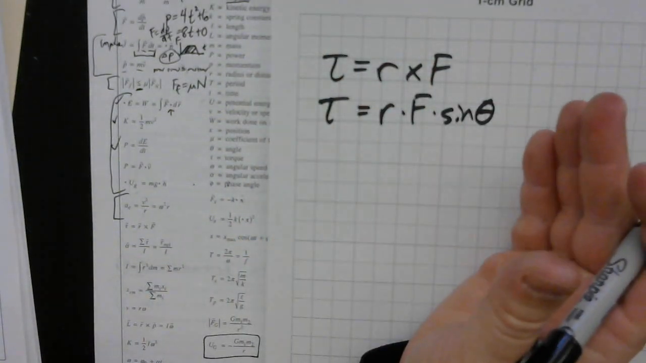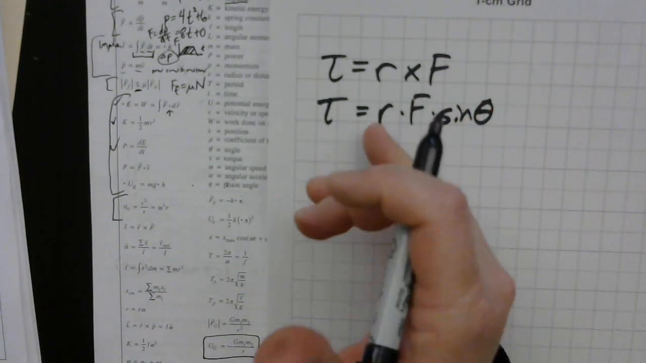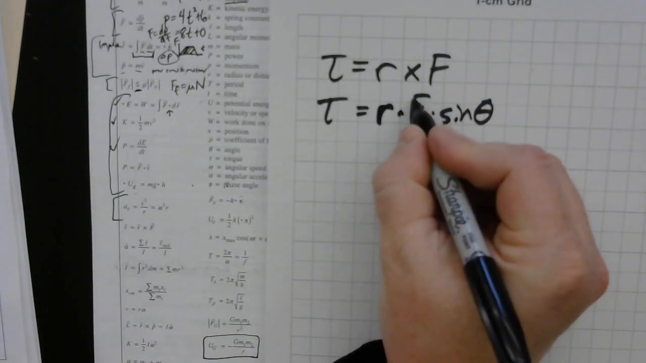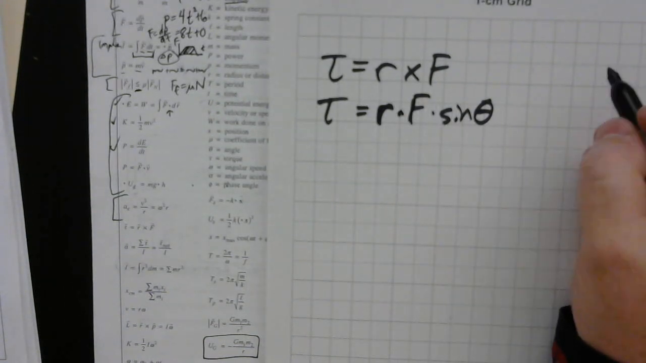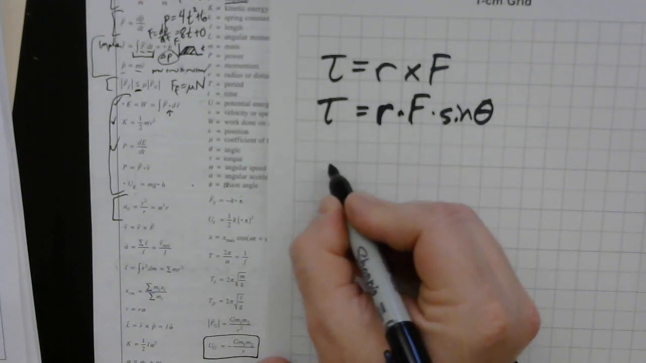So we didn't talk about the direction of torque, but it has a direction, okay? So torque equals R cross F. So R times F times sine of theta. So there's my torques.